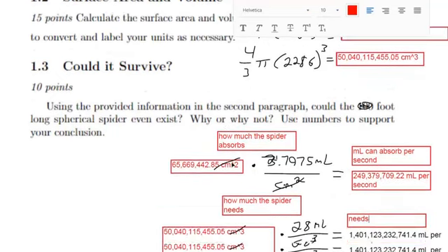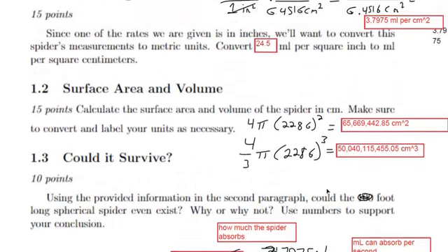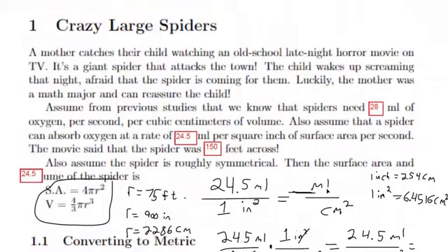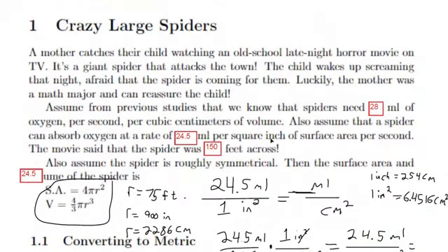So could my creature survive? No, because the needs, this part that we calculated down here, the volume is too big because it demands too many milliliters per second when compared to the amount we can provide for surface area. So this thing could never exist because it's so far off from providing enough milliliters of oxygen per second.